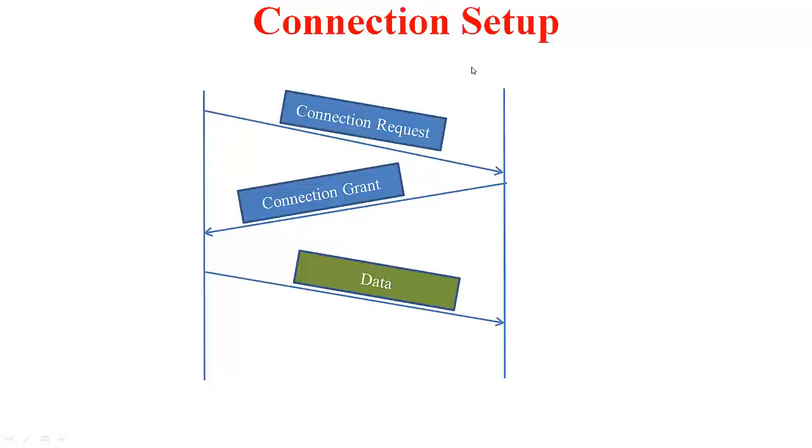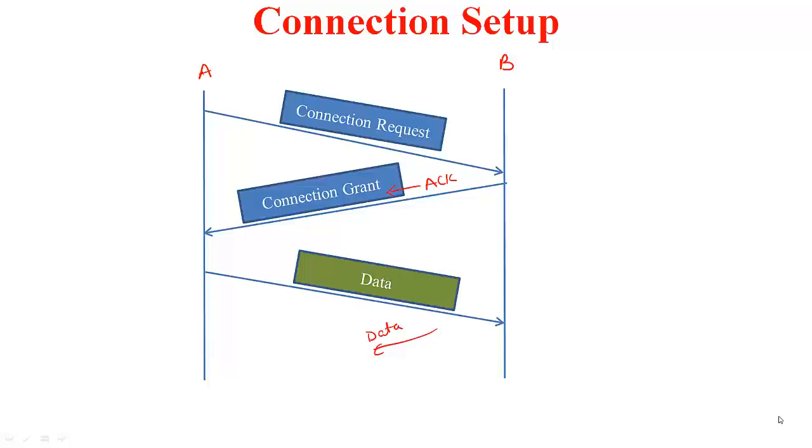Simple. If A wants to talk with B, it can send a connection request. B is going to acknowledge this connection via a connection grant. Then both A and B can start exchanging data. Simple, right? Wrong. Things are often never so easy in networks.